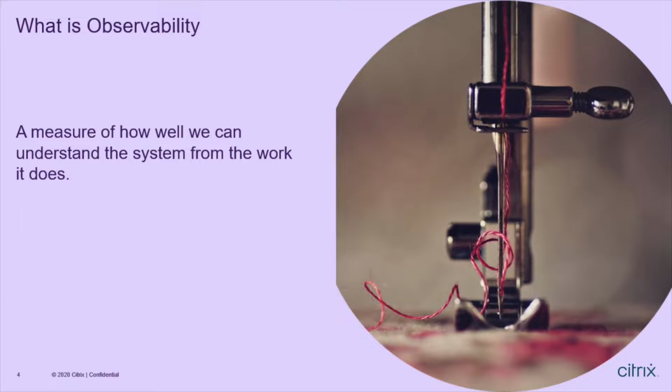So what is observability? It is a measure of how well we can understand the system from the work it does. So for example, if you see your stitches, you should know if your sewing machine is working correctly.